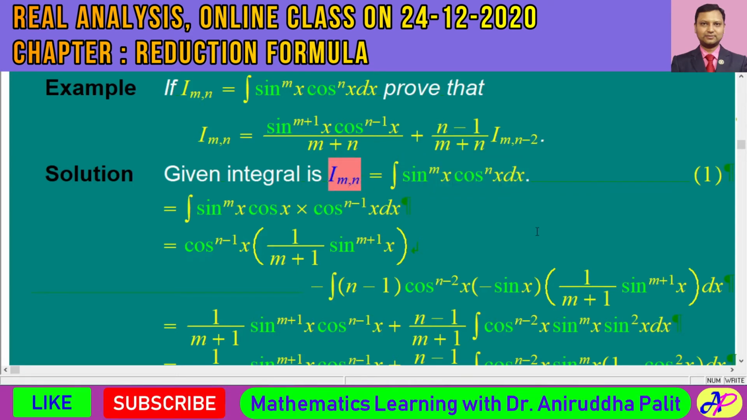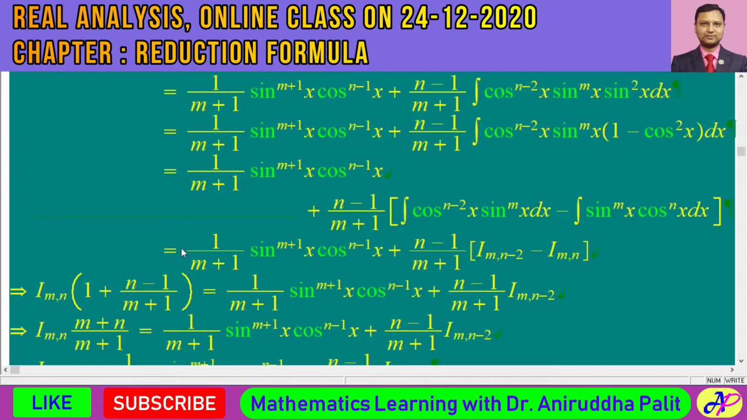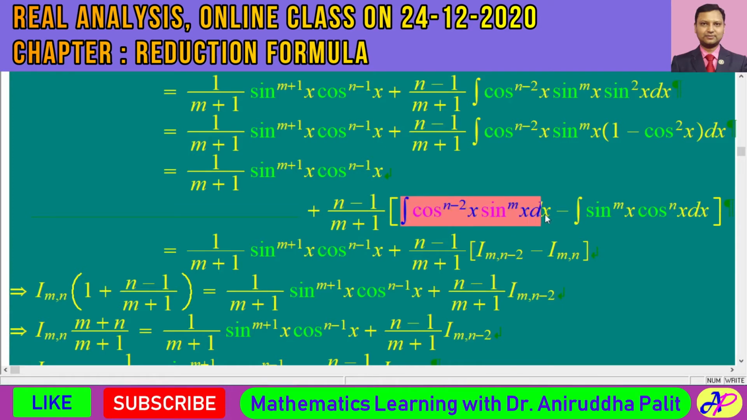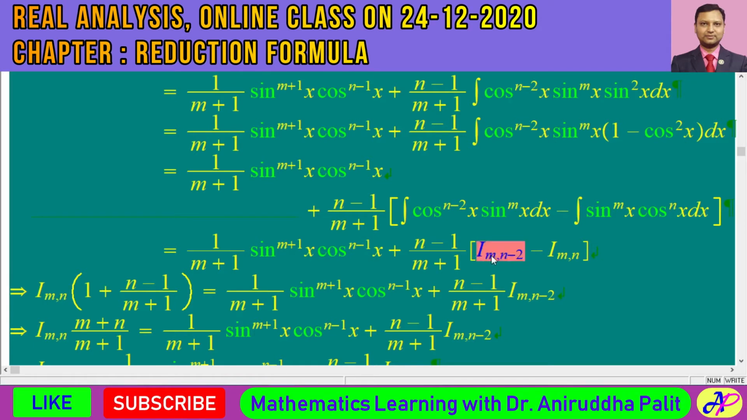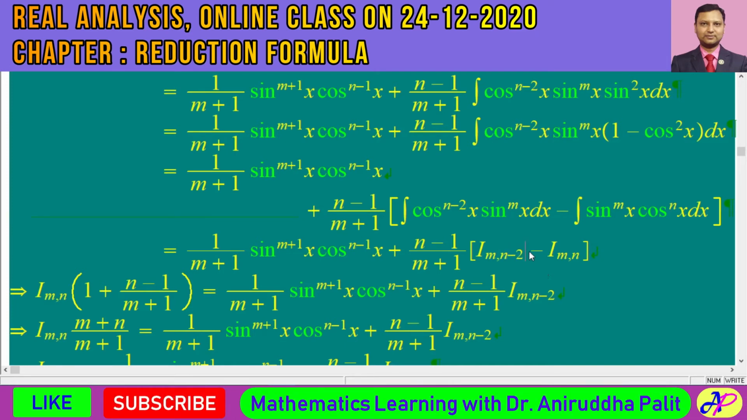and we assume that this is equal to I(m, n). So on the left hand side we have I(m, n), and this ultimately becomes equal to this value. This integral is equal to I(m, n), and over here in place of n we have n minus 1. Therefore this first integral should be I(m, n minus 2). So we already got an integral involving I(m, n minus 2), where the second index has been reduced by 2. In place of n, we have n minus 2.